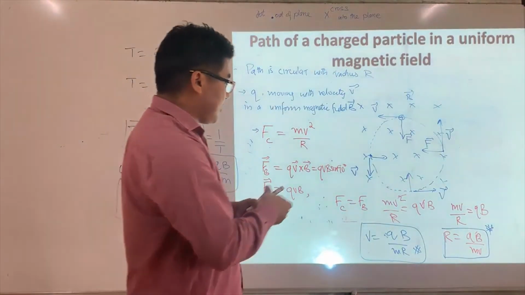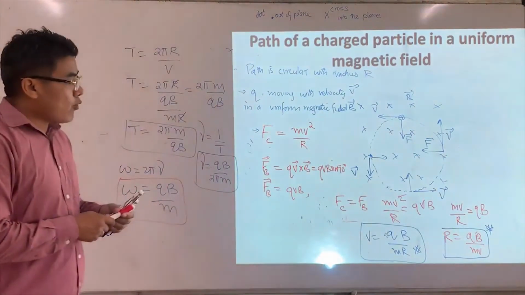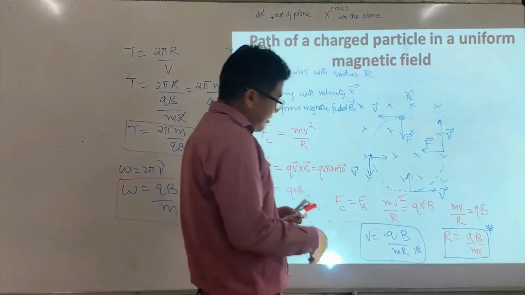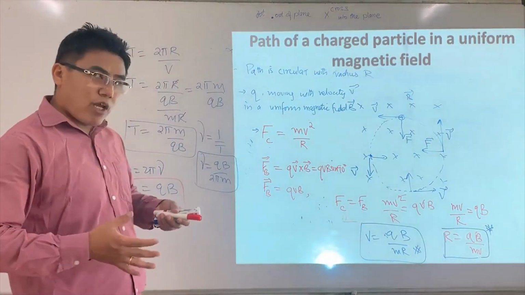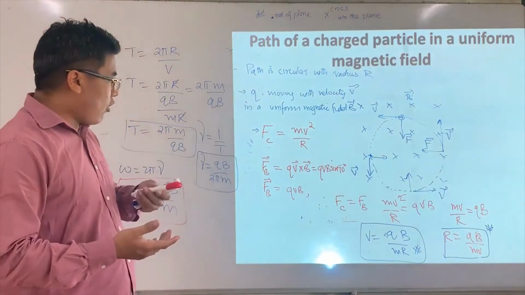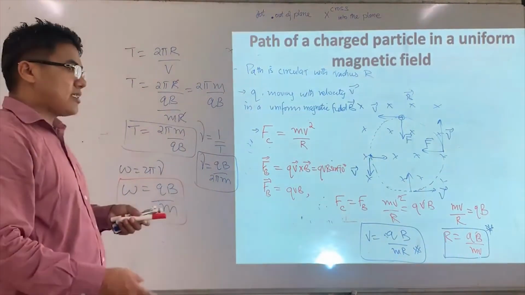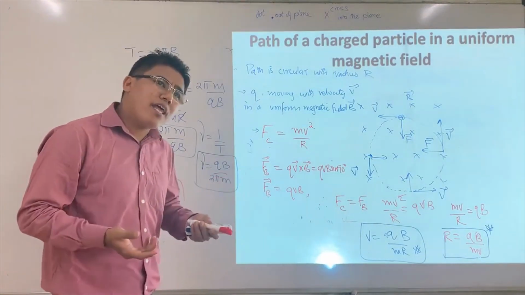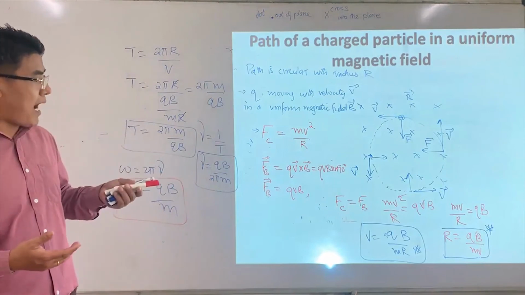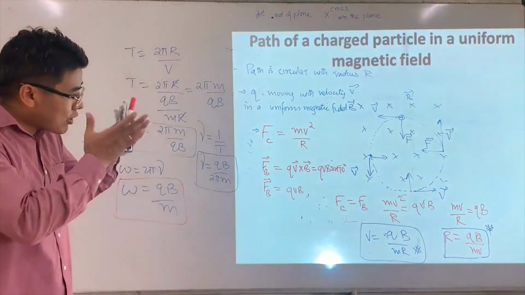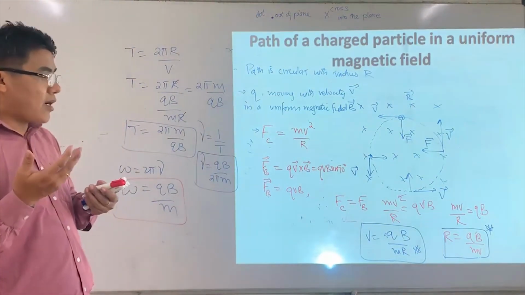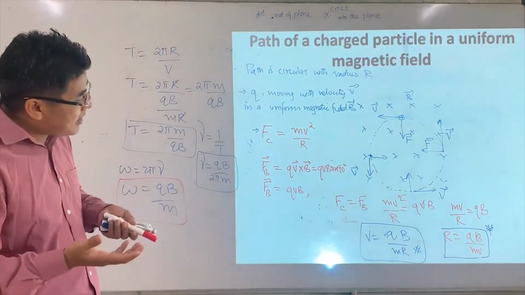Now look at the radius. This is the nice finding here. When you look at the radius of the path, the radius of a path is proportional to velocity. That means if the velocity increases, the radius is going to increase. If so, then what we found is that the time period is independent of the radius and the velocity. It is not that if the velocity increases, the time period is going to decrease. So the time period is independent of radius and velocity.